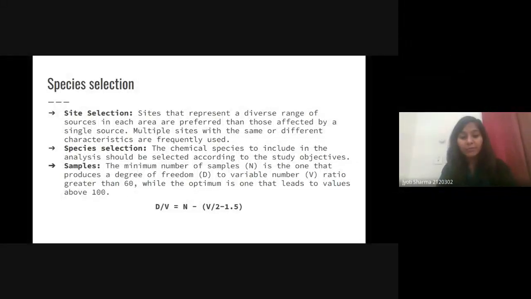So this is the formula by which you can know how many samples you must have for a very accurate receptor modeling outcome. Here D is the degree of freedom. Most of the time, degree of freedom is equal to the number of samples minus 1, and V is the variable number, how many variables you are taking. For example, if you are taking particulate matter, carbon monoxide, and nitrogen oxide, you are selecting 3 variables, so V will be 3. Then N is the minimum number of samples, and V I have already discussed.